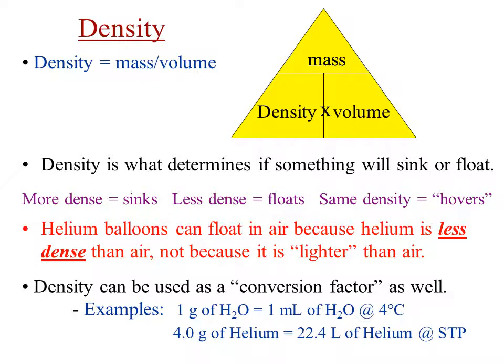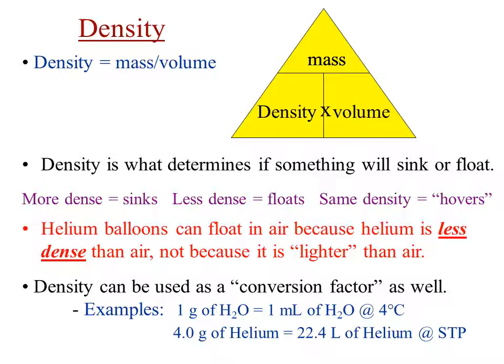And density can be used as a conversion factor. It's a ratio of units that are equivalent to one another. So 1 gram of water is equal to 1 milliliter of water at 4 degrees Celsius. That's where water is most dense. But you can use the conversion of grams to milliliters by setting that ratio of equivalent units equal to one another. So here's another example.